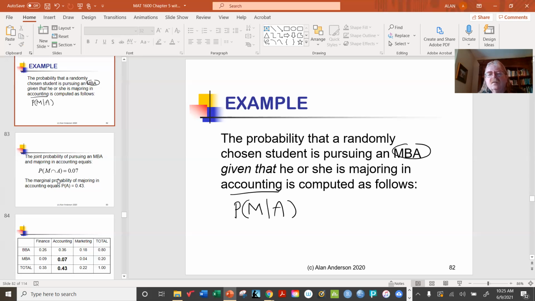Remember, what you know is on the right-hand side here. It's not the denominator. This is not a ratio. It may look like one, but it's not. This is the known event. We're told that this person is studying accounting. That's a known event. It's a done deal. There's no mystery about it. With that information in hand, though, what now is the probability that they're getting their MBA? So as we saw earlier, you can find this as the probability of M and A over the probability of A.